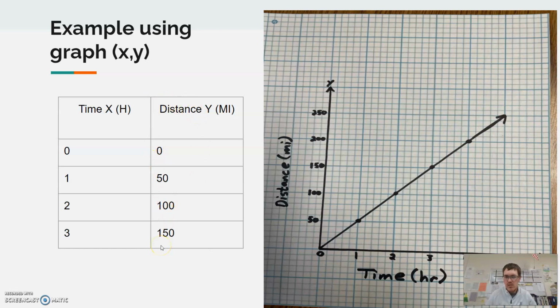Okay, so the big thing when you're doing this is to always make sure that you understand what your dependent variable is and what your independent variable is. Always remember that your x is either going to be on the top or on the left side. Your y is always going to be on the bottom or on the right side. Then when we're graphing, we always go over with x and up with y.